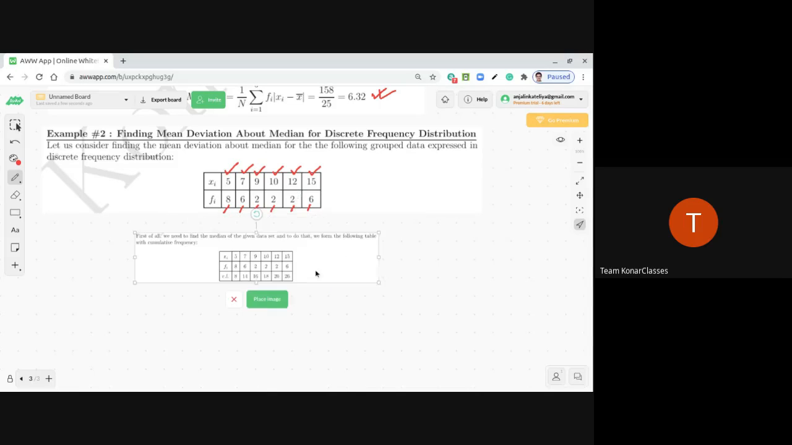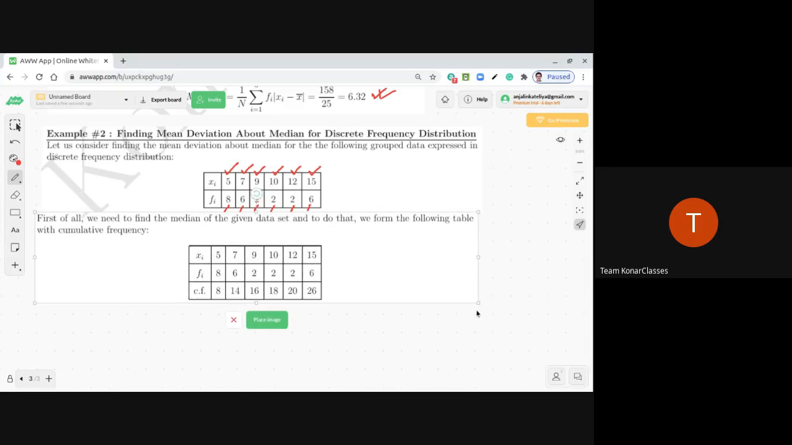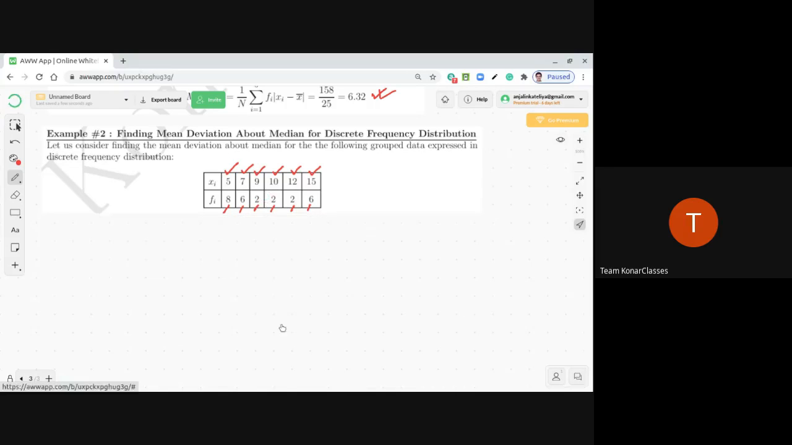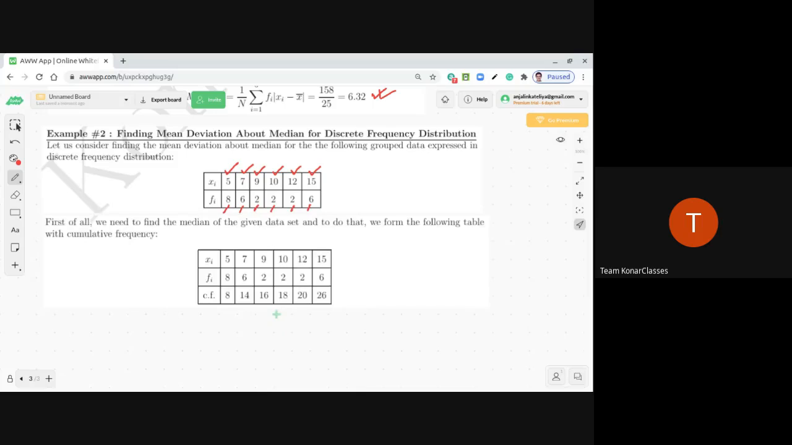Okay, dear students, if you look into it, you will know that this is the cumulative frequency table. The first two rows remain the same as given in the example. Cumulative frequency, how did we find it? Initially it is 8, exactly this. Then 6 and 8 added, we get 14. Then 14 and 2 added, we get 16. Then 16 and 2 added, we get 18. 18 and 2 added, we get 20. And 20 and 6 added is 26.